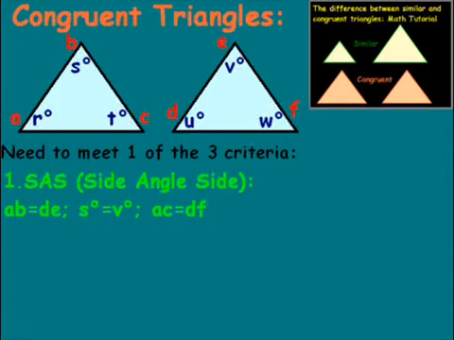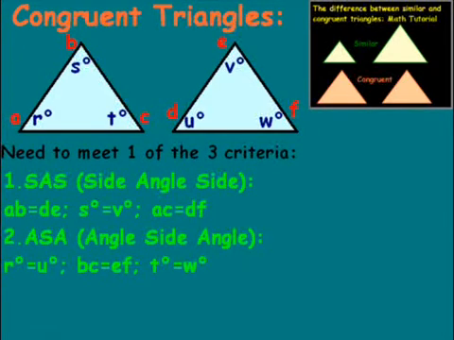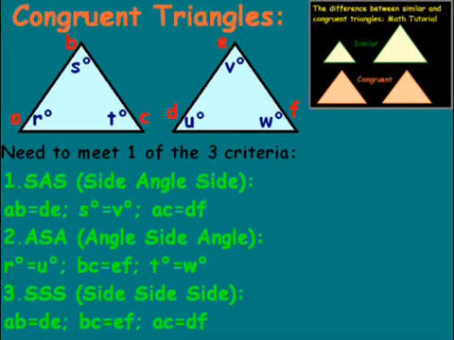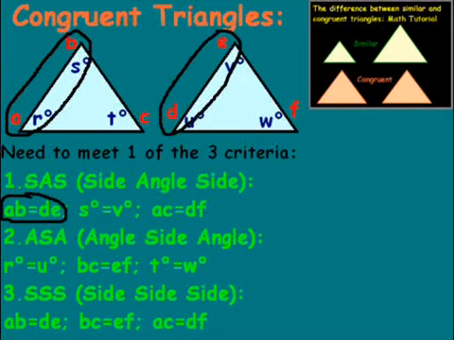The first criteria is SAS, or side angle side. The second criteria is ASA, or angle side angle. And the third criteria is SSS, or side side side. Let's take a look at the first one, SAS. Here I have AB is equal to DE, and I've circled those up top in black. So that qualifies as a side.